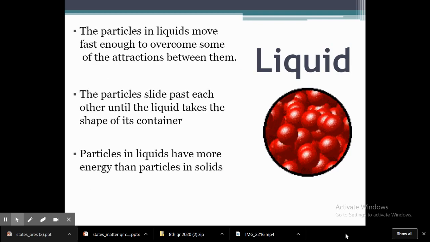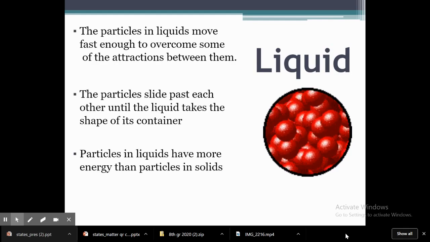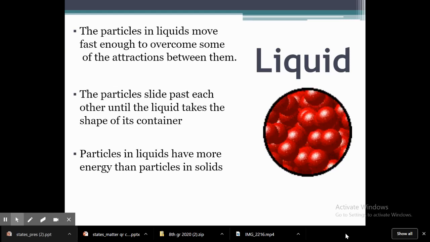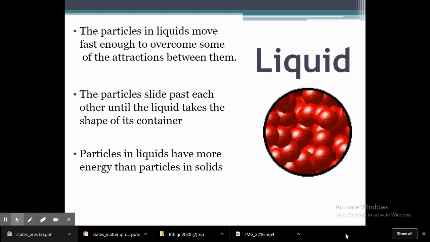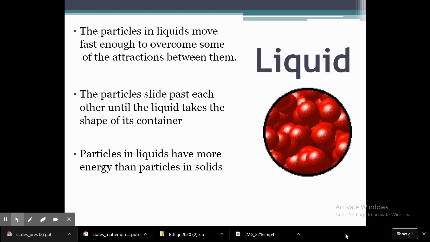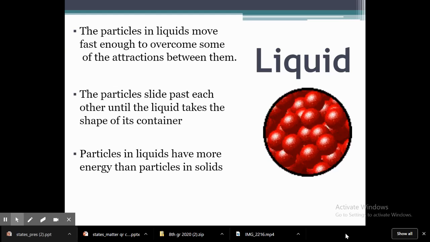Particles in a liquid move fast enough to overcome some of the attractions between them, meaning they slide past each other until the liquid takes the shape of its container. Once again, in a liquid, the particles slide past each other. The particles in a liquid have even more energy than particles in a solid.